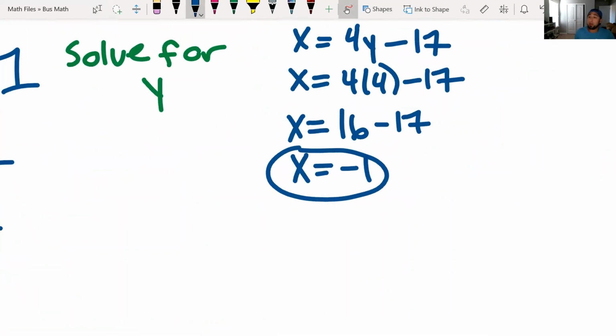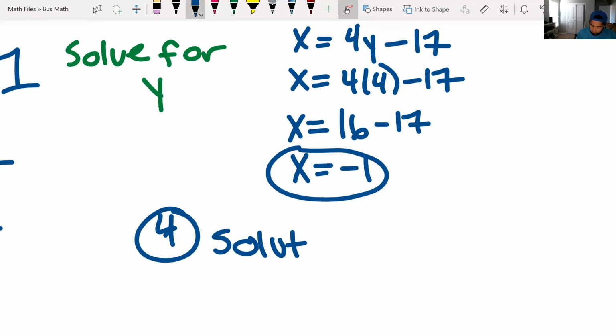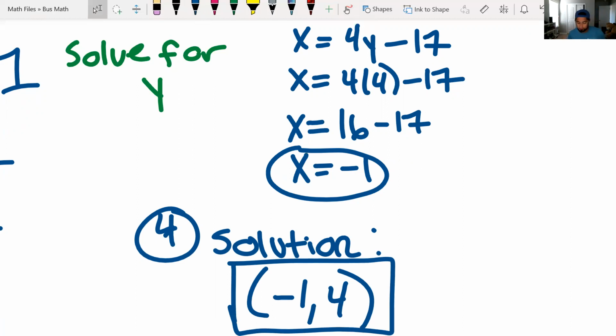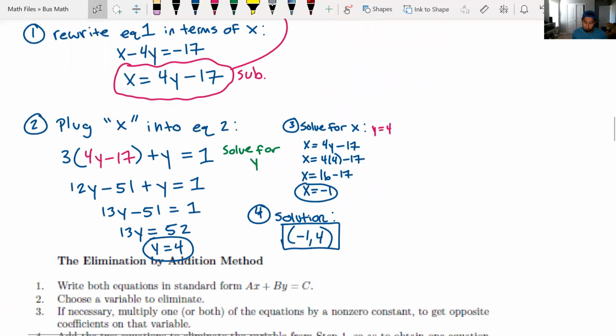Okay, and one final step. So remember that the solution is a coordinate pair. It's a point. So we have to state the solution as a point. So my fourth and final step is I say my solution is the point negative 1, 4. There it is. That's it.